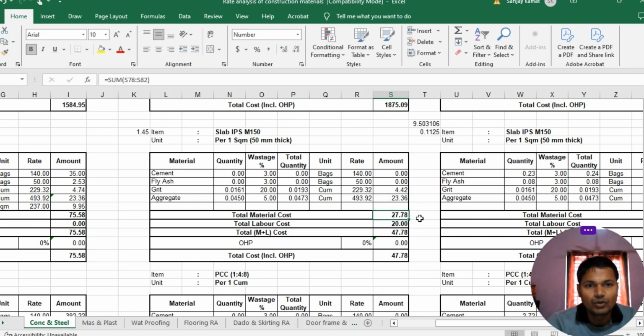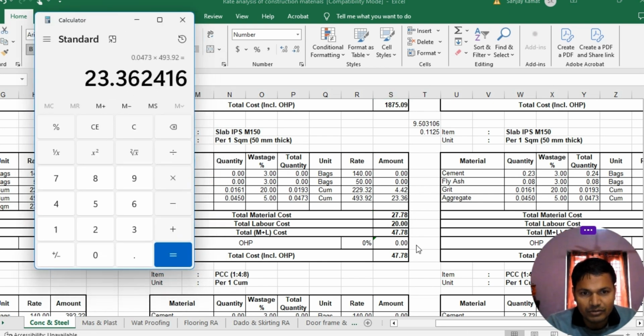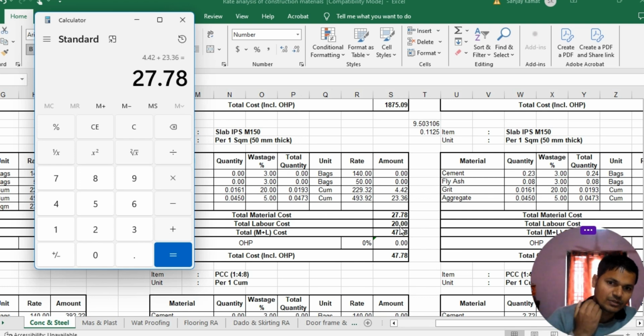So now do one thing, we have to do the addition of this. So after the addition, we will see whether this much is coming or not. Let's do it. 4.42 plus 23.36, see, 27.78. It is absolutely correct. So this is the total material cost, 27.78, and for the labor cost we have to take 20. Okay, here see, this cost is labor cost.